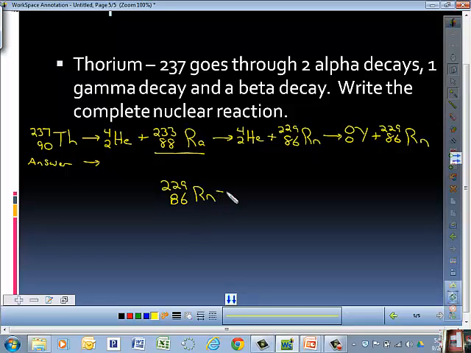Now the last thing it tells you is it goes through a beta decay. And again, beta is just going to look like that. So 0 plus what gives me 229? That's going to be 229. Now here's the key thing. Look at beta. It shows you here that that's a -1. So again, this is going to be an x here. So -1 plus what gives me 86? Well, that would be 87. So 87 minus 1 will give you 86. And when you look up on the periodic table, that ends up being francium.